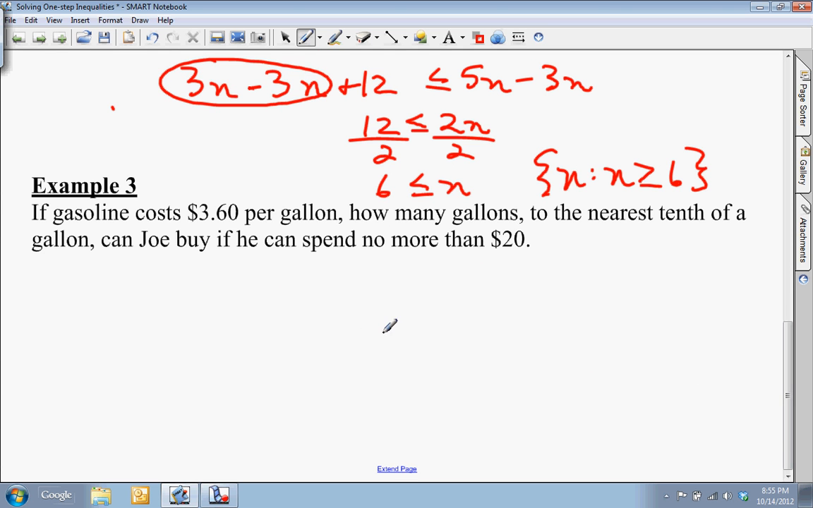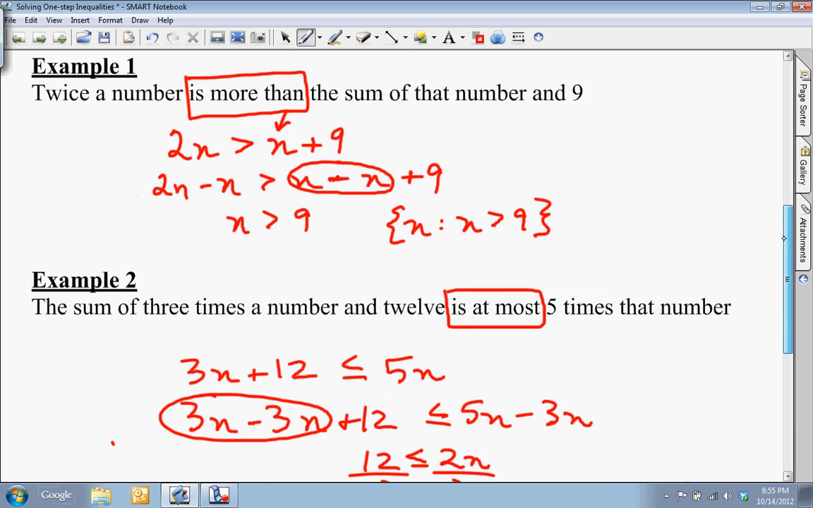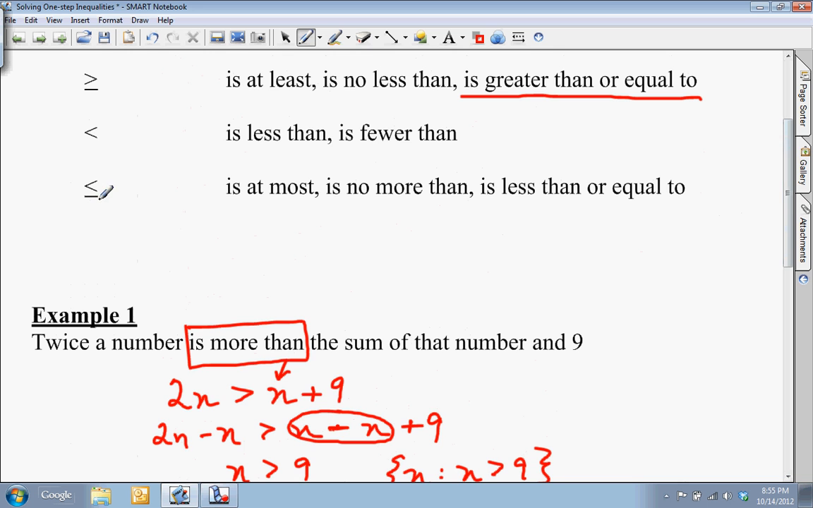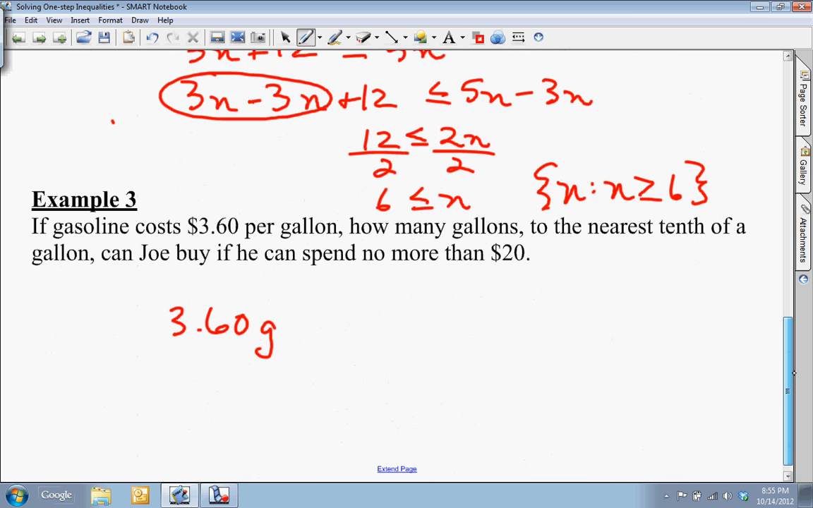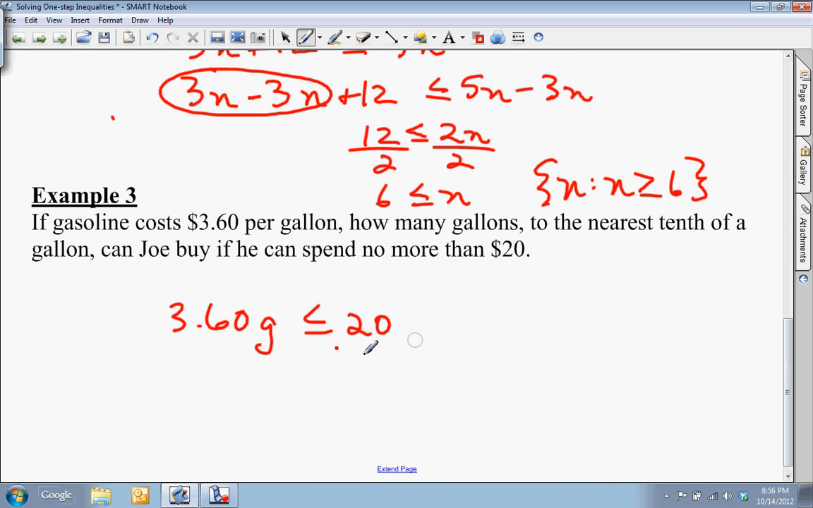Okay, hopefully you're back. If gasoline costs $3.60 per gallon, how many gallons to the nearest tenth of a gallon can Joe buy if he spends no more than, so if we go back up here and look at no more than, again, it's less than or equal to $20. So in order to solve, we would divide both sides by $3.60, and we would get our solution. G is less than 20 divided by $3.60.